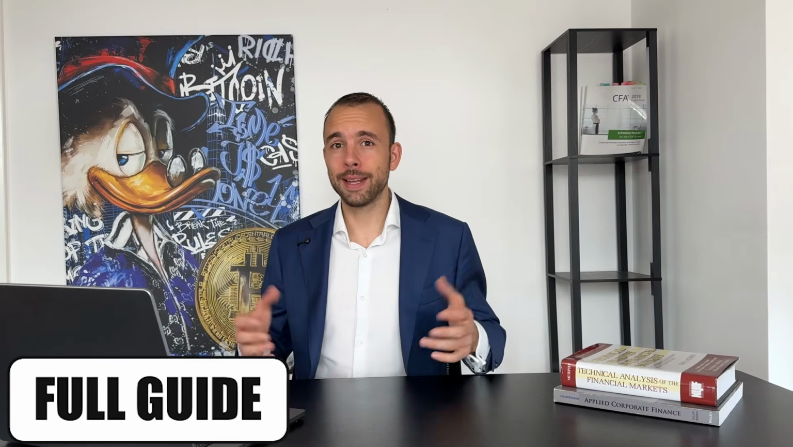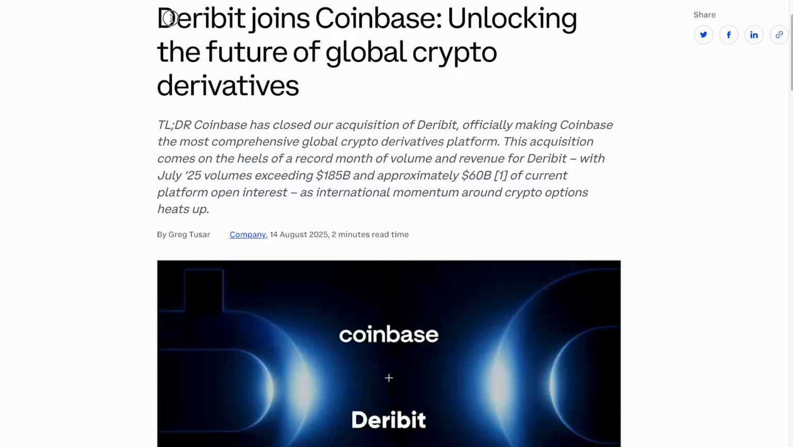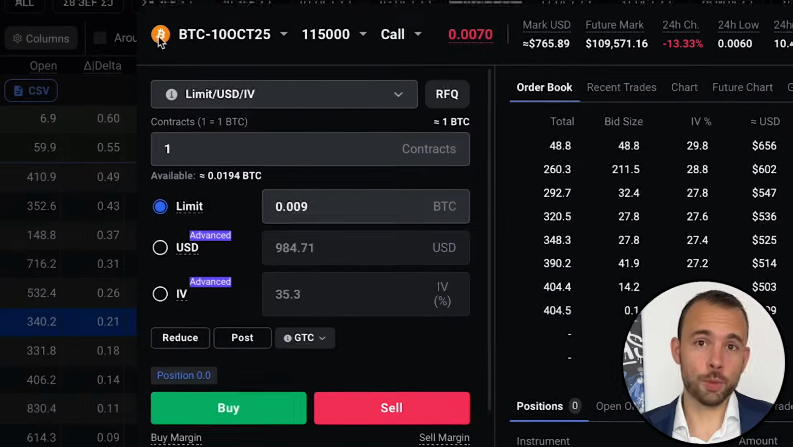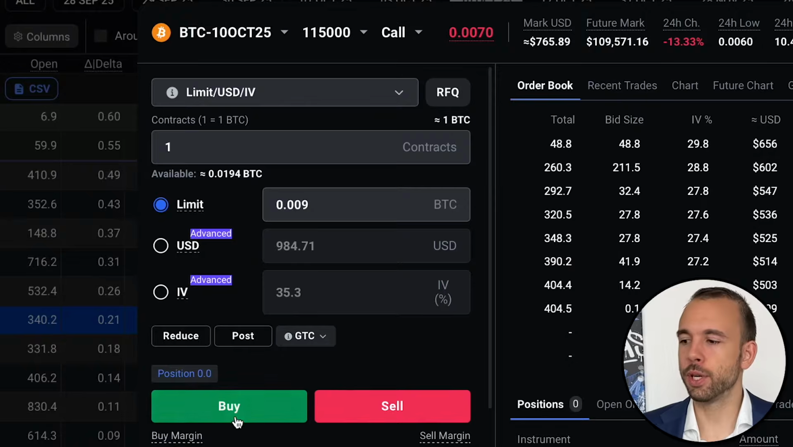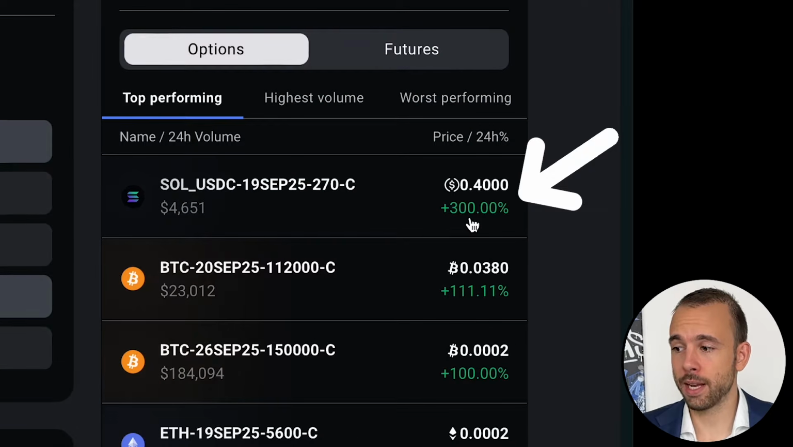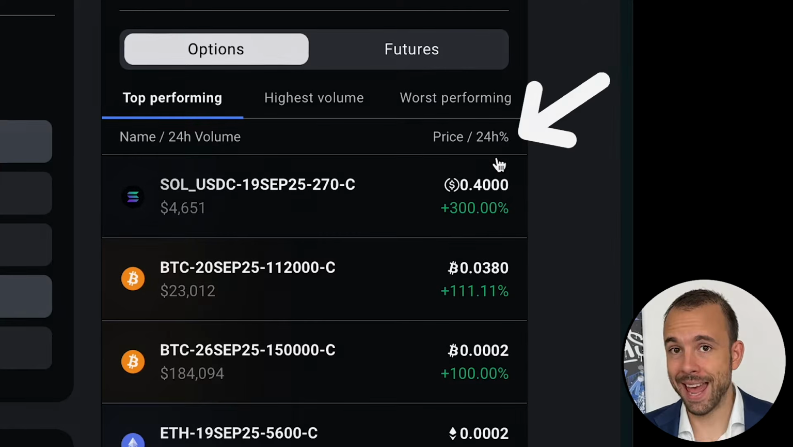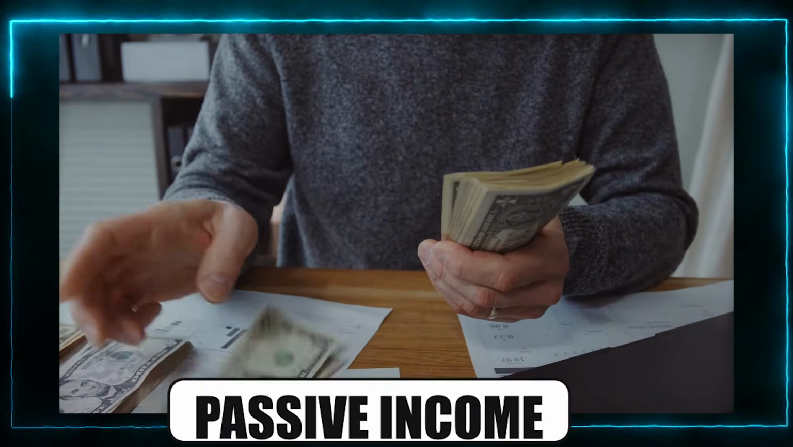This is a full guide on how to use Deribit, the leading crypto options exchange powered by Coinbase. With options, you can make very high-risk trades that sometimes bring 100% or even 300% return per day. But with options, you can also trade smart strategies that bring consistent passive income.